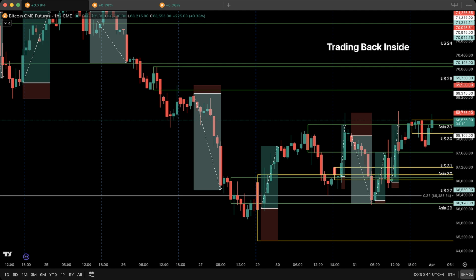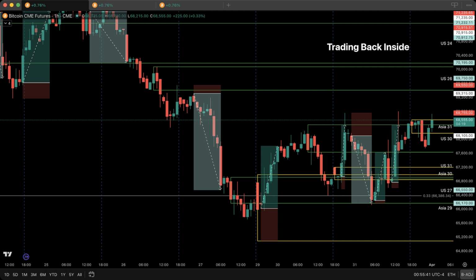The move up looked real. The move down looked real too. But both moves were still being governed by the same overlapping session memory. That is the point. The market was not choosing new space. It was recycling old space.